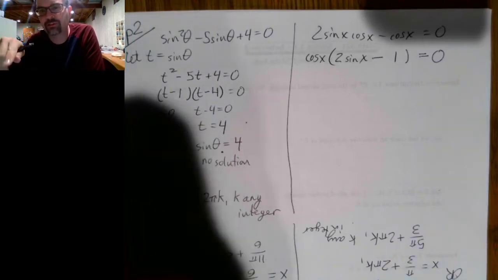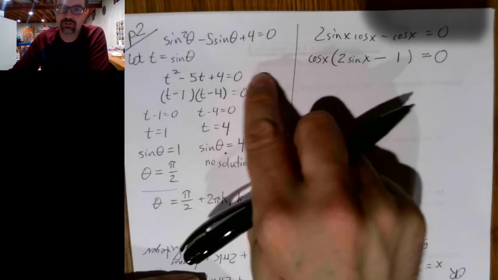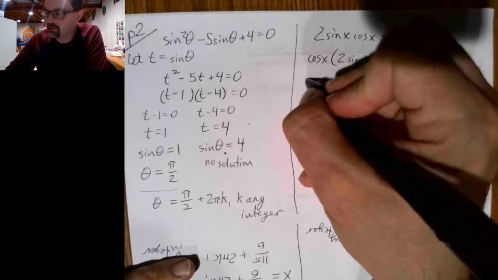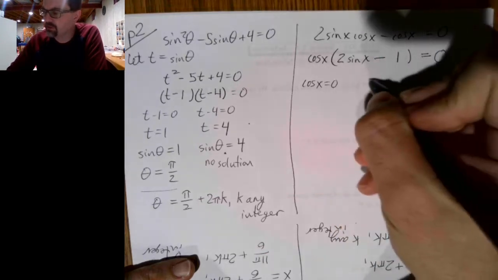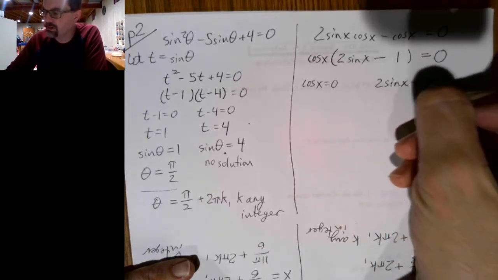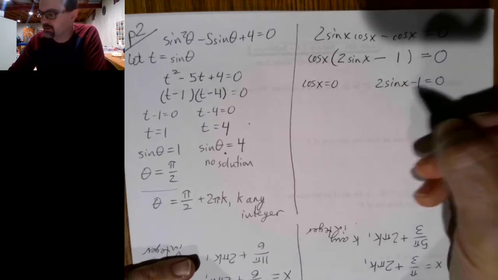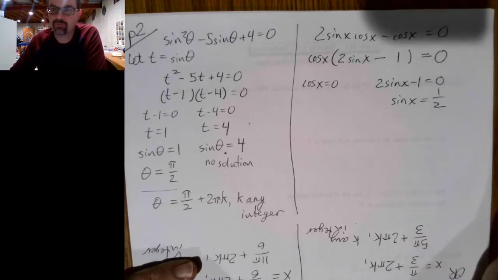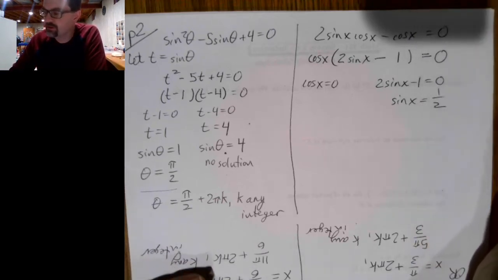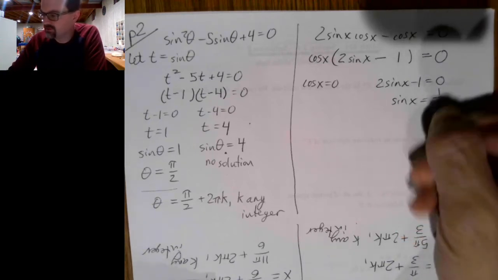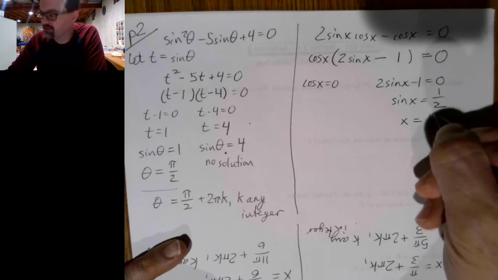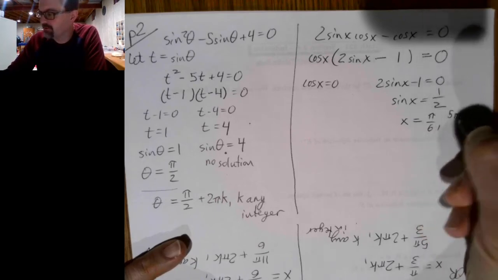So now we have factors equal to 0, just like we did over here. And the way we deal with that is you set each factor equal to 0. So we have cosine x equals 0, and we have 2 sine x minus 1 equals 0. If we solve this one, we add 1 and divide by 2. This one turns into 1/2 pretty quickly. So then off the unit circle, since 1/2 is one of our standard trig values, in radians, that happens at 30 degrees and 150. So pi over 6 and 5 pi over 6.